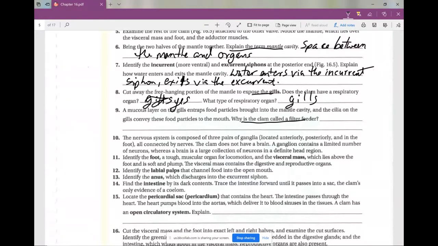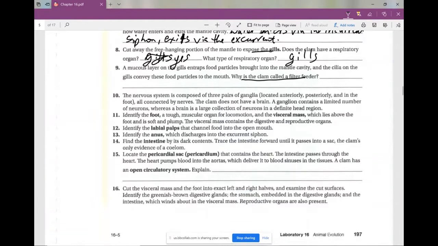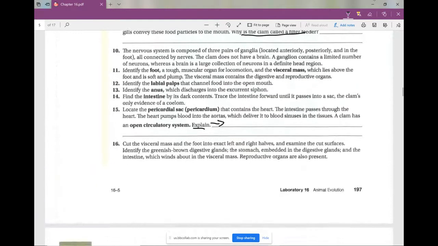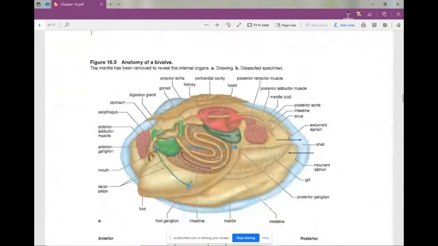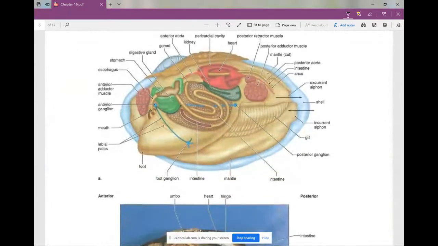Okay, so go back to the recording. If you didn't hear the answer, I explained that one. All right, and you can fill that in. A clam has an open circulatory system. Explain. I also explained that before. So make sure you're able to go back and use that information to fill this in. There's no point in me rewriting it after I said it.